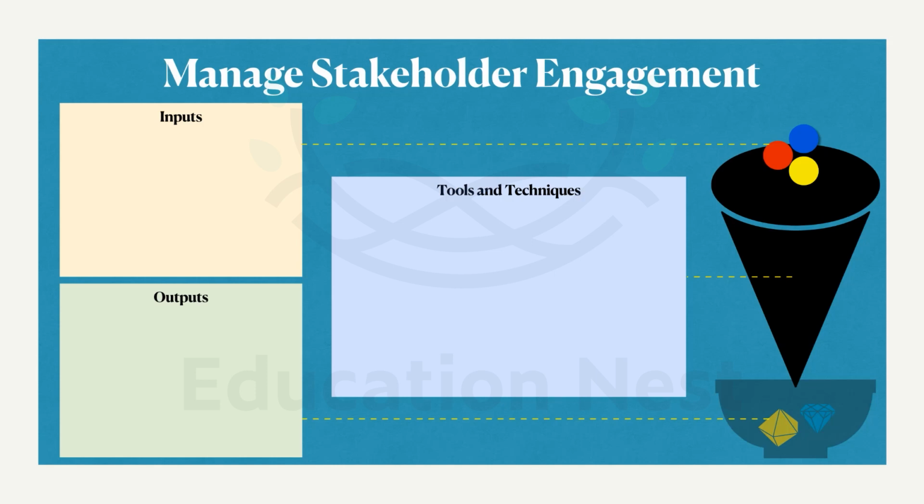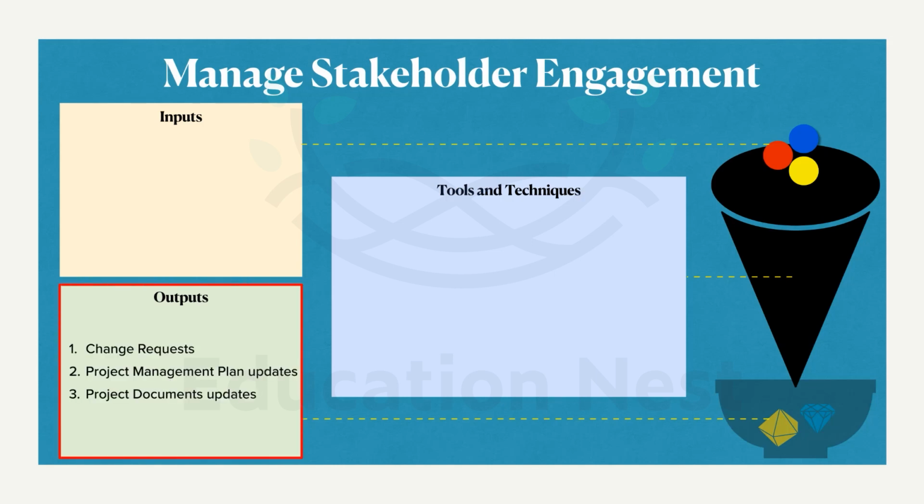Anything that is stopping the stakeholders from being engaged, we have to provide a solution to this. Let's have a look at the outputs that we are expected to give. Change requests. Any change requests that come up during the process are to be updated. The components of the project management plan, like communications management plan, stakeholder engagement plan, are updated here. The project documents like change logs, issue logs, lessons learned, risk register, all of them are updated here.